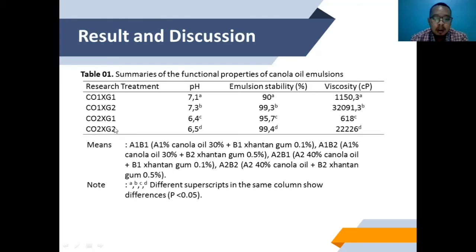The acid pH of the canola oil emulsion is influenced by the concentration of canola oil, which is 40% in CO2. Generally, canola oil contains 61% oleic acid, which is classified as a monounsaturated omega 9 fatty acid, and 11% alpha-linolenic acid and 21% linoleic acid, which are omega 3 and omega 6 polyunsaturated fatty acids.